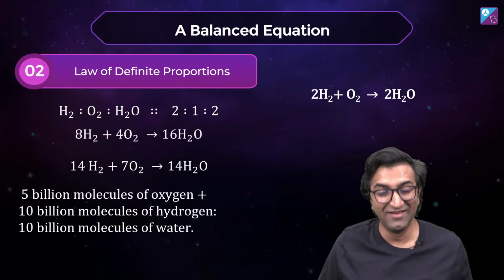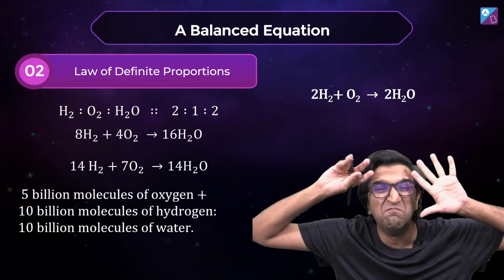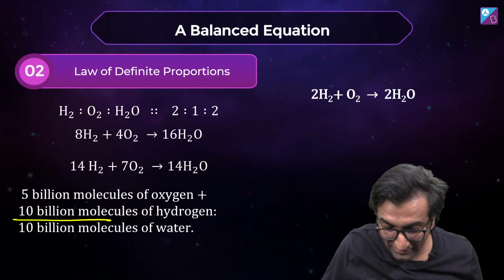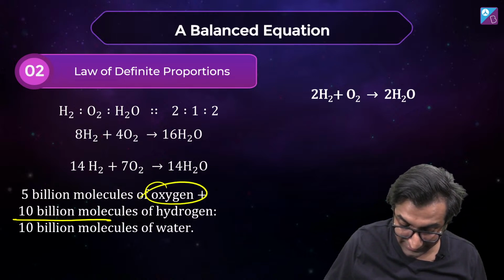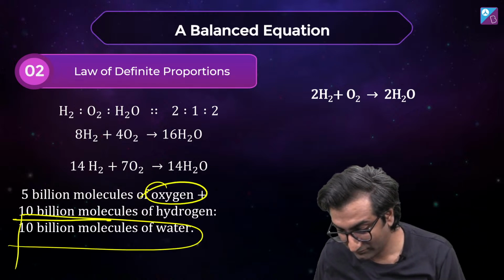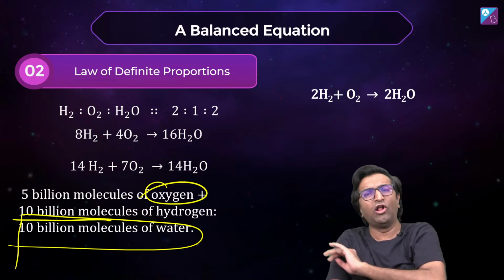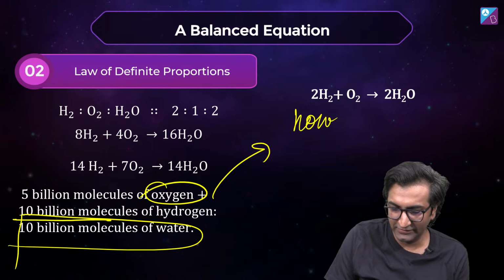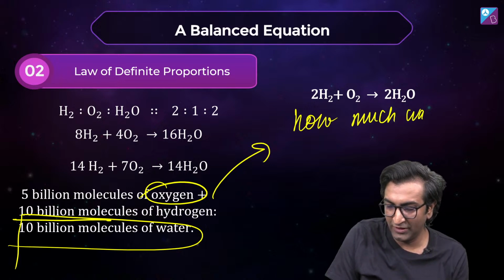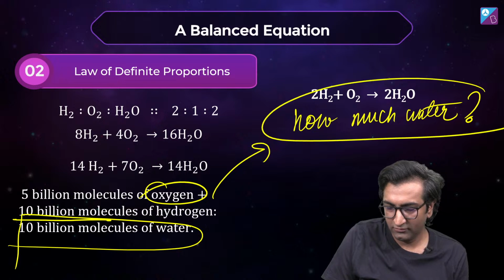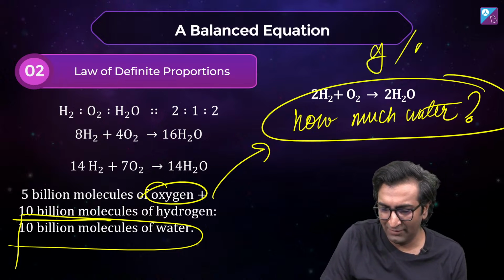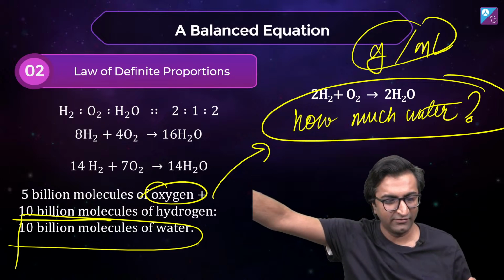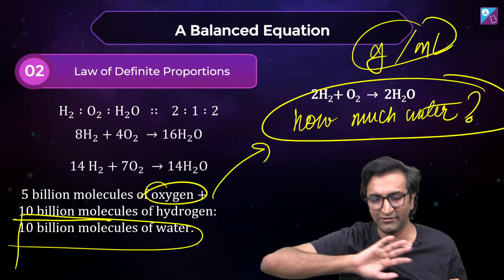Now look at this. If I take 5 billion molecules of oxygen and 10 billion molecules of hydrogen, then I get 10 billion molecules of water. Can anybody on all the 3 channels guess how much this is? How much water is being formed? Tell me the quantity in grams or in ml. Normally it's easier to talk about volume for water, no? Can you guess? Can anybody guess?